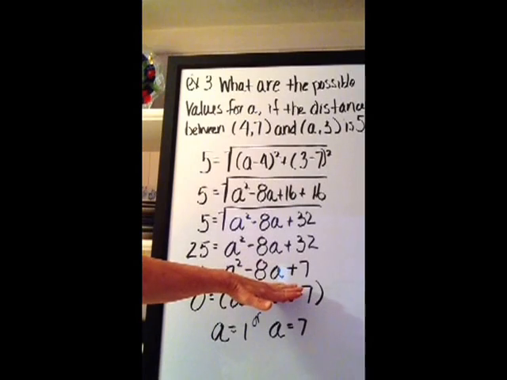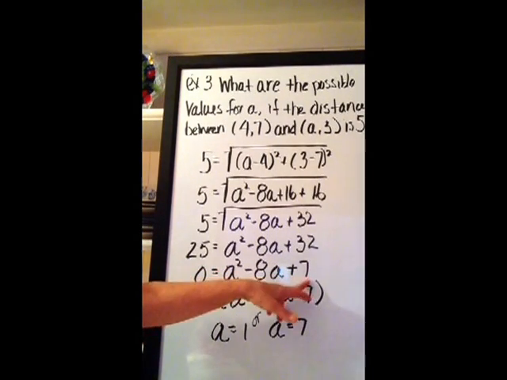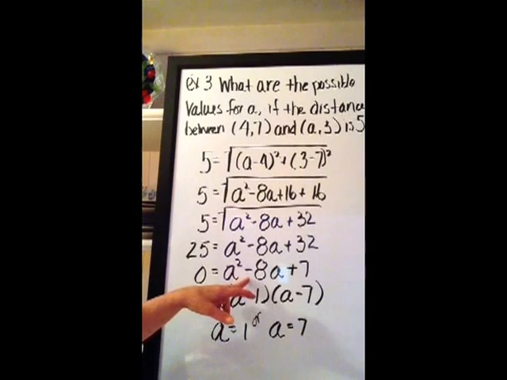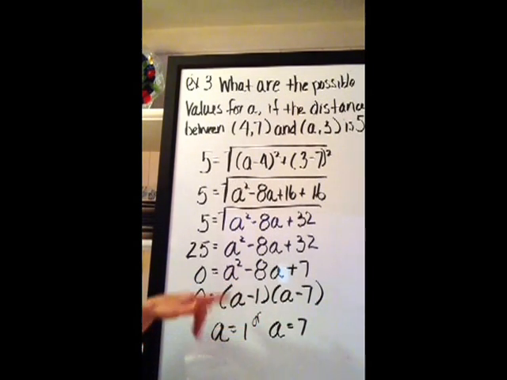Now I want to factor this so I can use the zero product property. Two numbers that multiplied together give me 7 and added together give me negative 8 are negative 7 and negative 1. So this factors to a minus 1 times a minus 7. So using the zero product property, a is either 1 or 7.